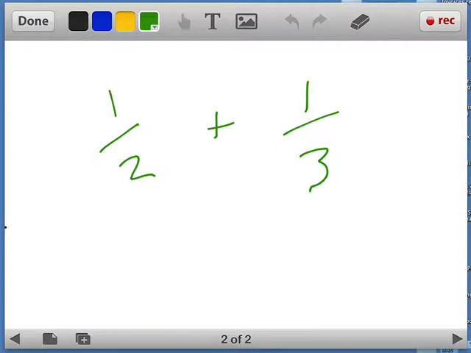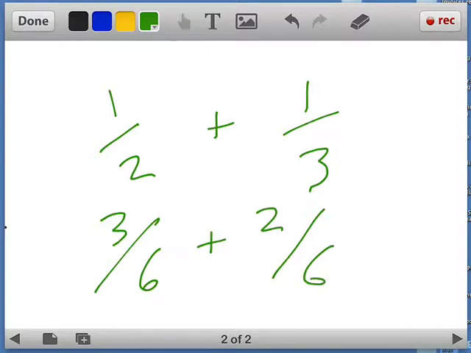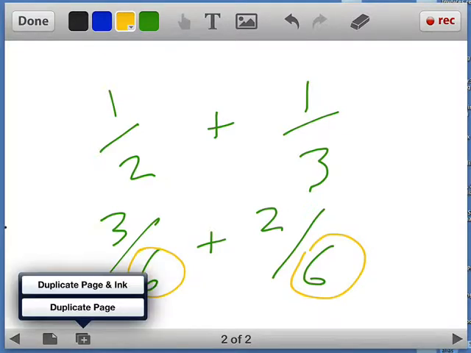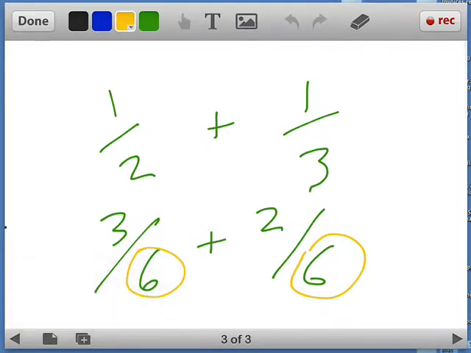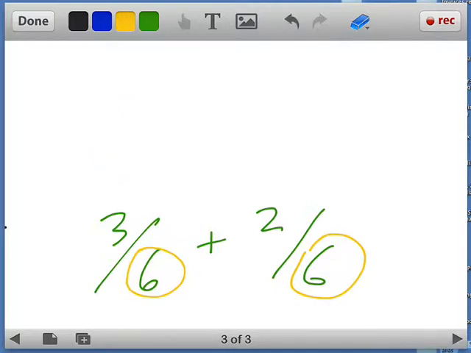So at this point I am going to show the student that it's 3/6 plus 2/6, and I will circle the 6 so I can talk about it. And now I will duplicate the page in ink, and now on the next screen I will erase the top part, and I will write the answer is 5/6.